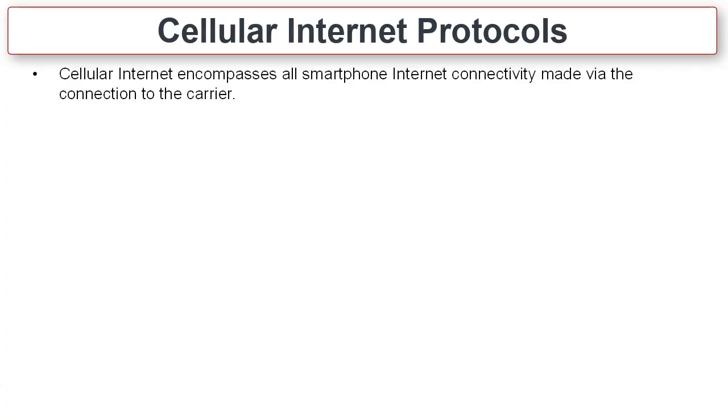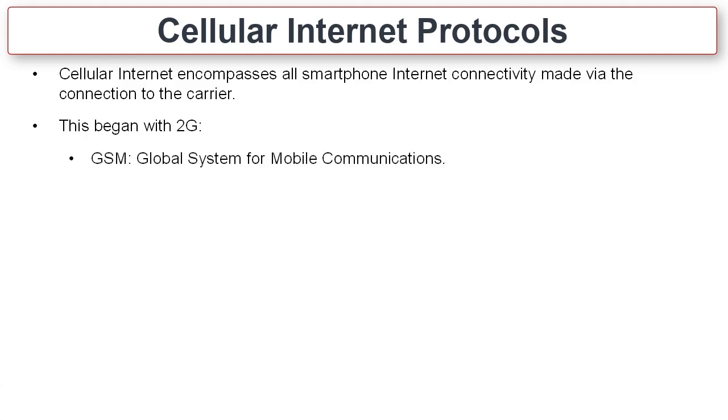The term cellular internet encompasses all smartphone and some tablet internet connectivity made via the connection to the carrier, to your provider, as opposed to a Wi-Fi connection. And this all began with 2G, the old school 2G speeds through your cellular network. And there's a couple options with this.